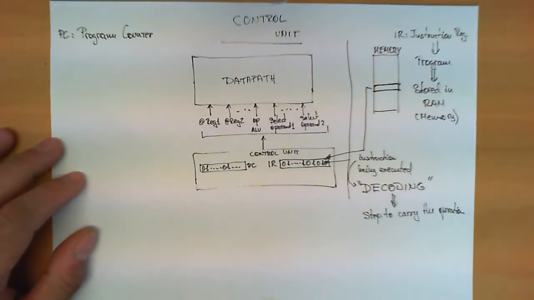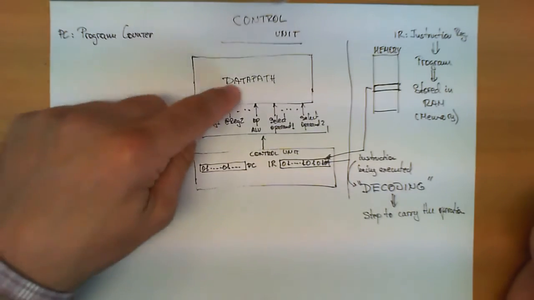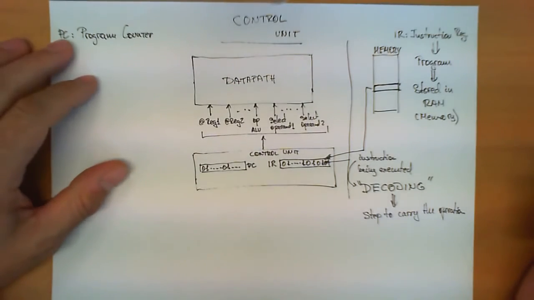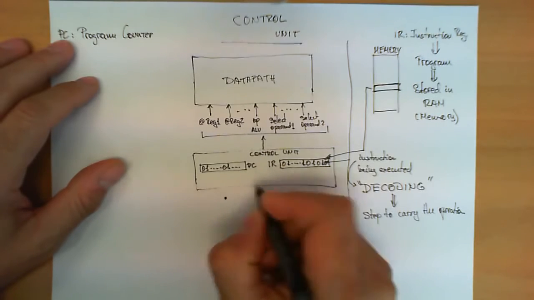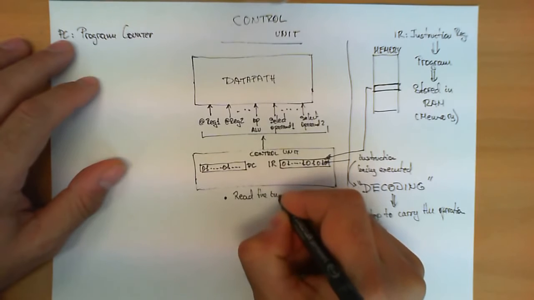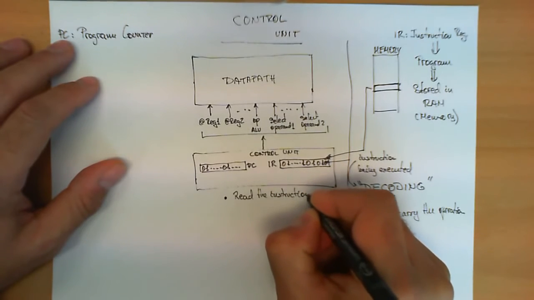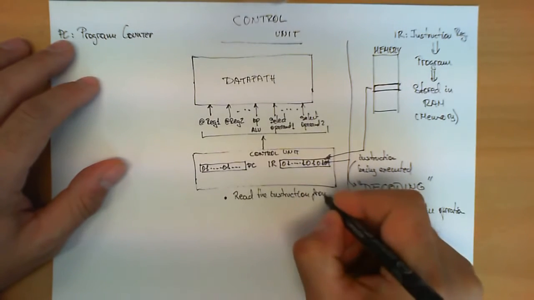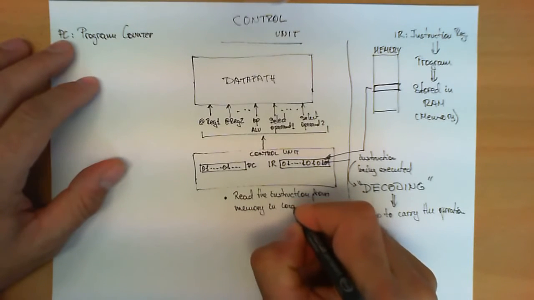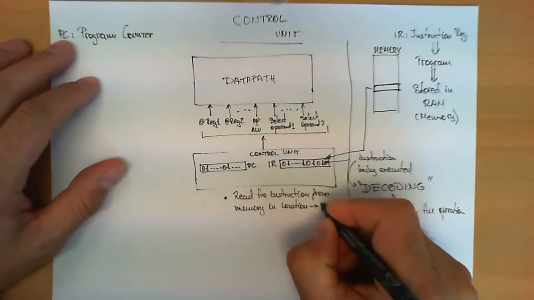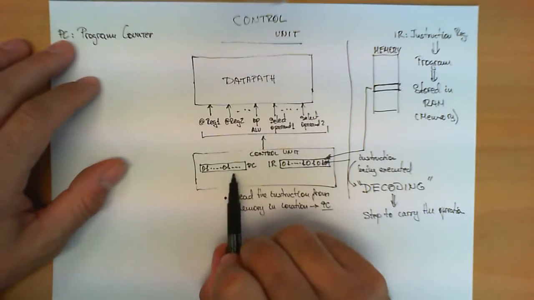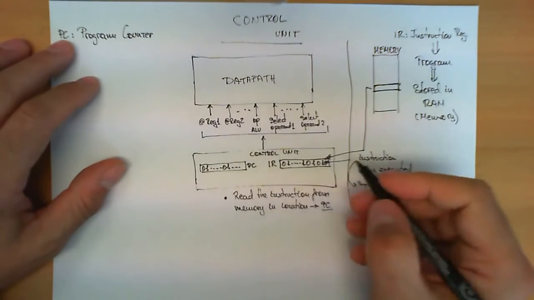So as we can see, for an operation such as, for example, adding these two registers on the data path, the steps that the control unit would follow would be these ones. First, read the instruction from memory in the location given by the program counter, the PC. Once this instruction has been obtained from the position stated by the PC, it is stored in the IR.